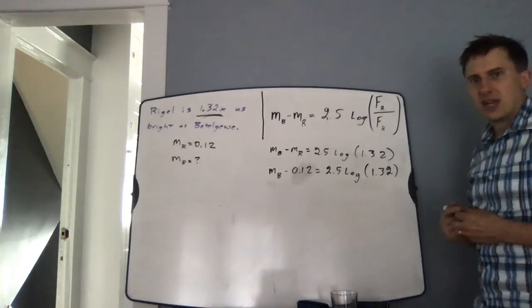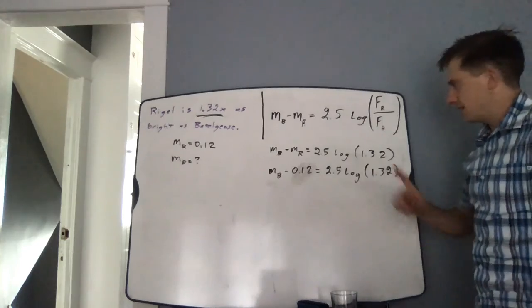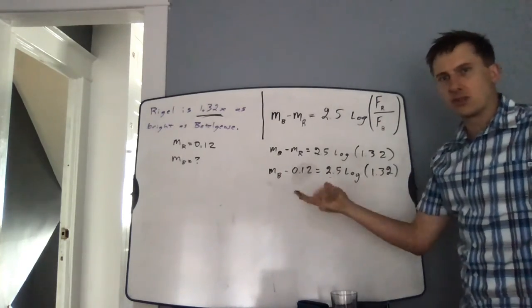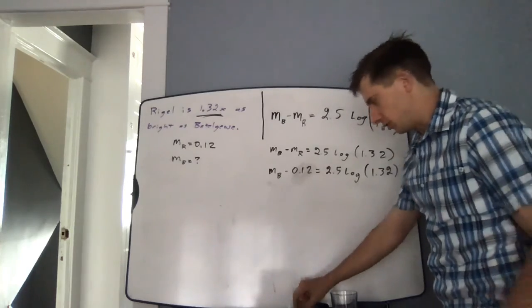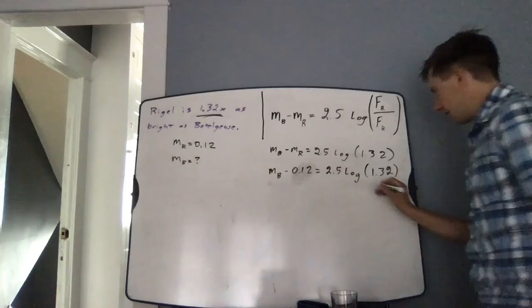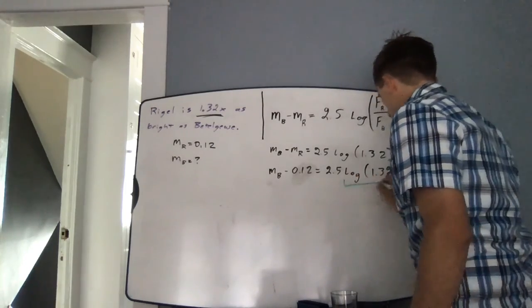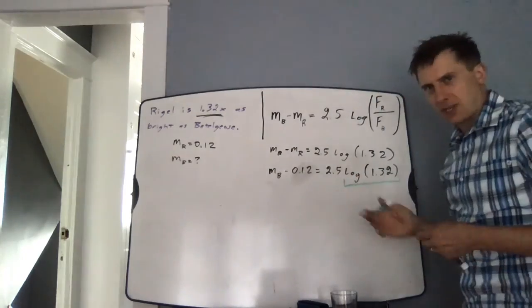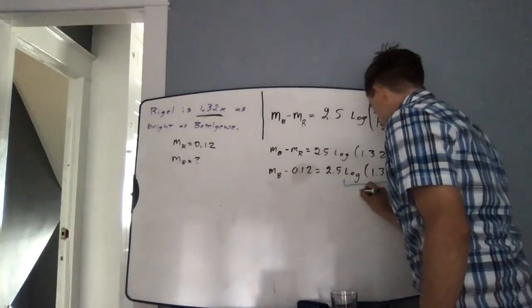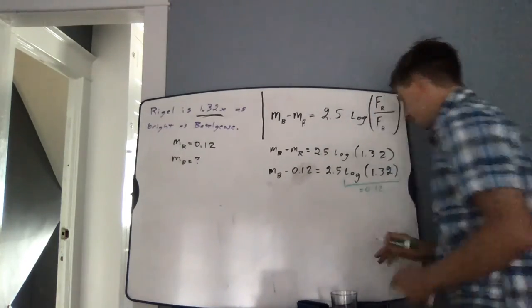At this point, we have all the numbers plugged in. We have the magnitude of Betelgeuse out front. We just need to do the arithmetic and solve for the magnitude of Betelgeuse. So the first thing I would do is go to a calculator. What is the log of 1.32? That's just something you plug in a calculator and hit enter. When you do that, you get this term as 0.12.